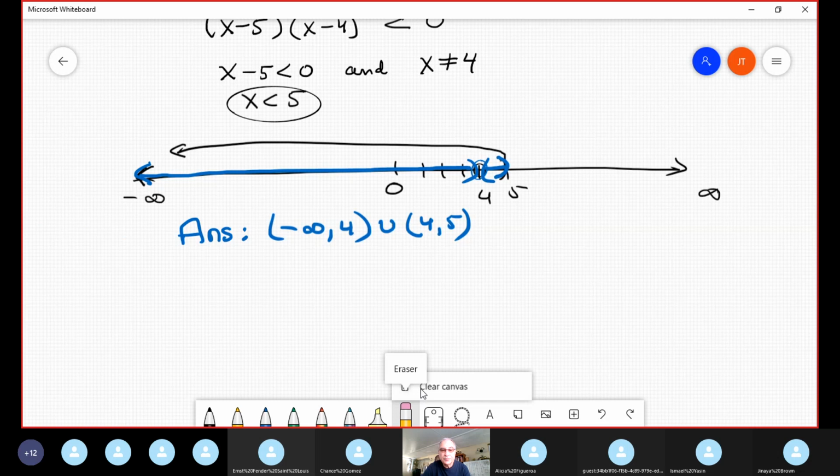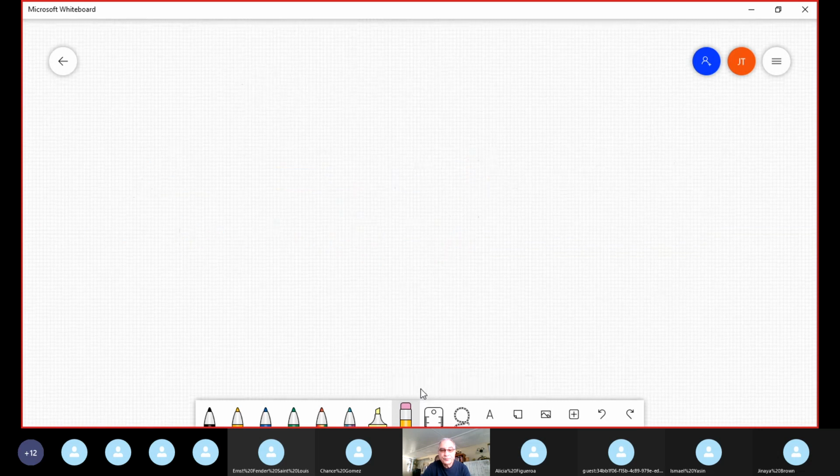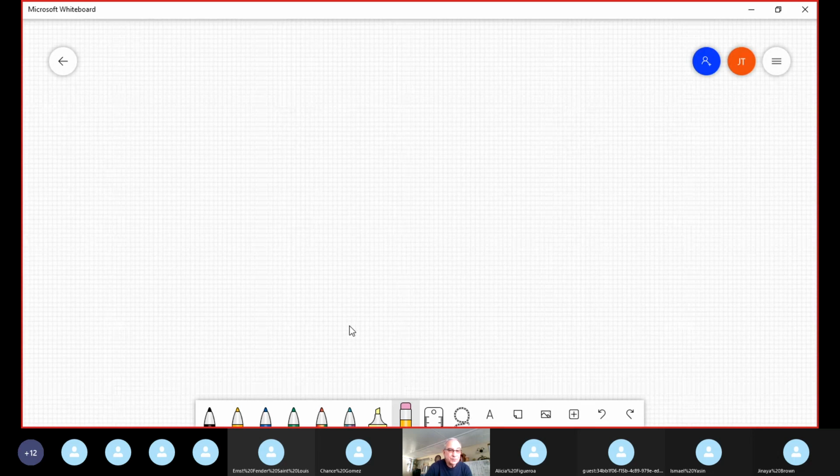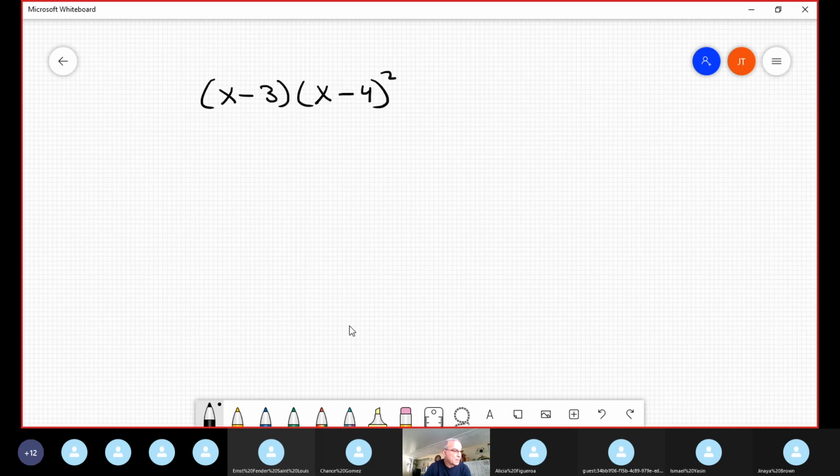Let's do one more. Look, suppose this example: x minus 3, x minus 4 again, squared, and this is greater than 0.